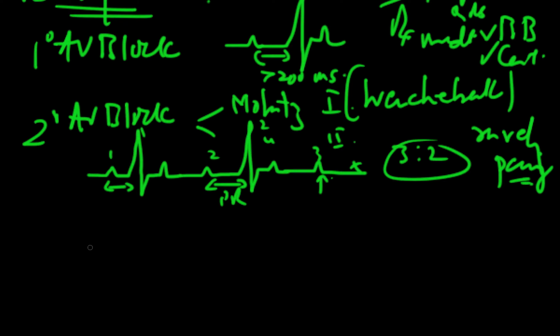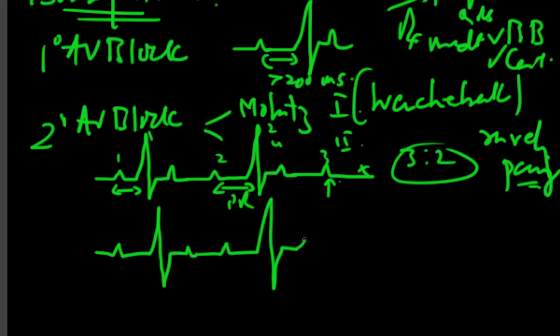Now, Mobitz 2, where you have a prolonged PR, and then you have a QRS, and of course that's followed by a T wave here, obviously, and then a prolonged PR, and then you have a QRS just like this, and a T wave. And when you have a T wave here, but then followed later by a P which is not conducted, and then later another P. So you have a P, no conduction, no conduction.